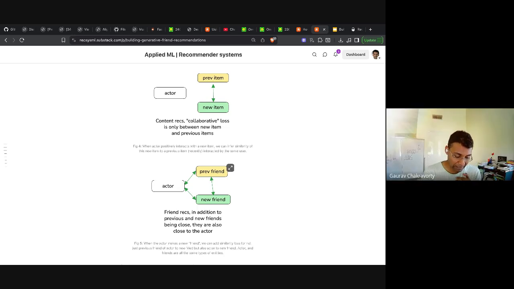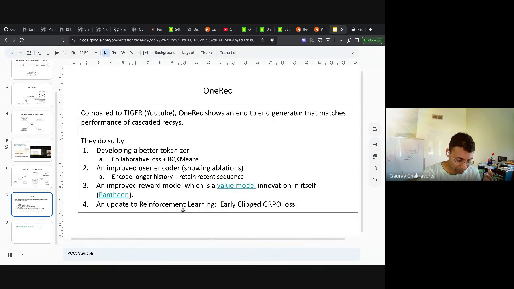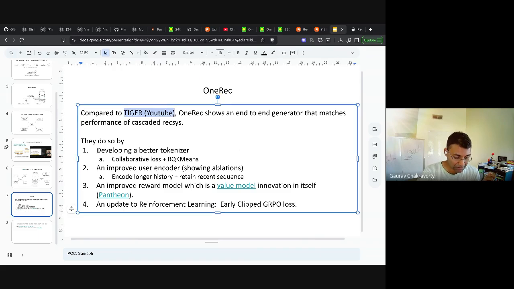But I'll move on to the one aspect here that they improved, or rather changed, is that compared to the TIGER YouTube paper, they make a better tokenizer. And the two aspects that they say are better: one is that they use this collaborative loss based on co-watch. And they say RQ k-means, residual quantized k-means, leads to a more balanced tokenization. They have nice ablations. There's more than balance, there are some metrics as well. But anyways, it leads to a better tokenization than RQ-VAE, residual quantized variational autoencoder.